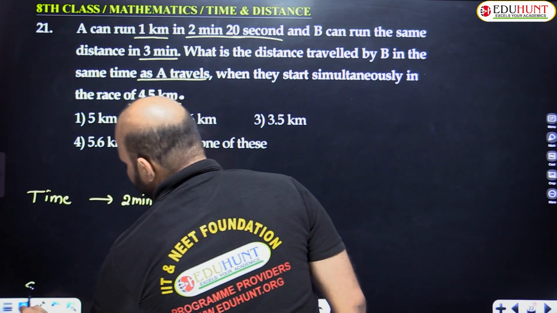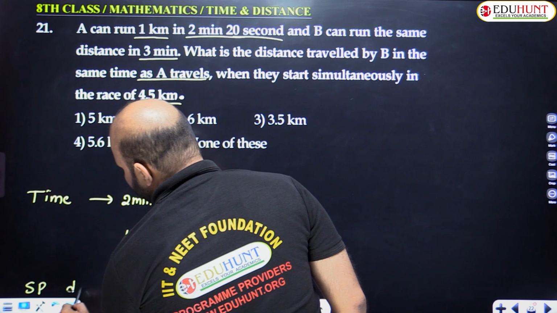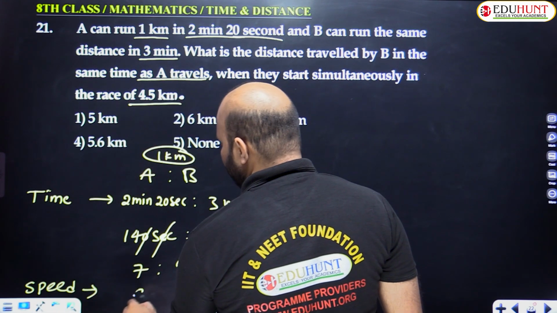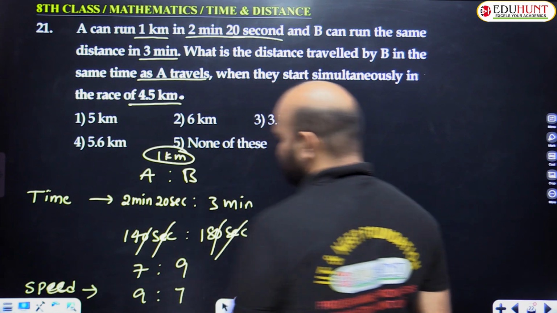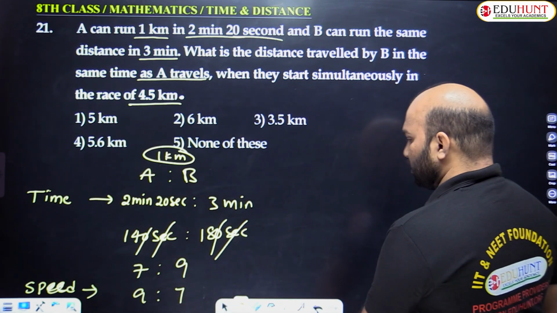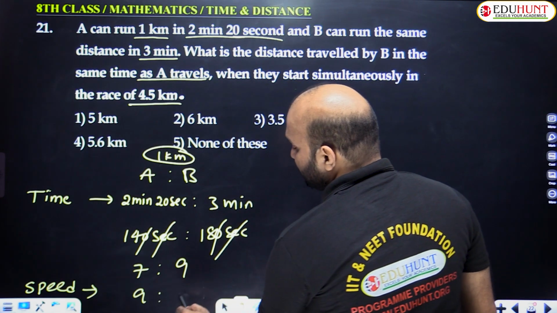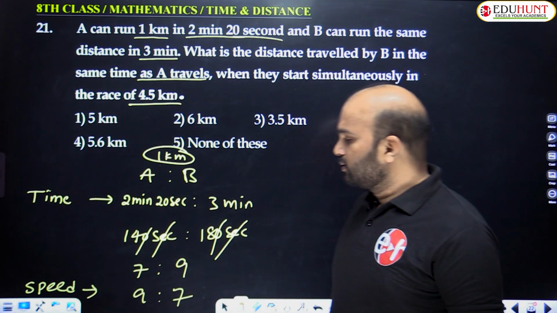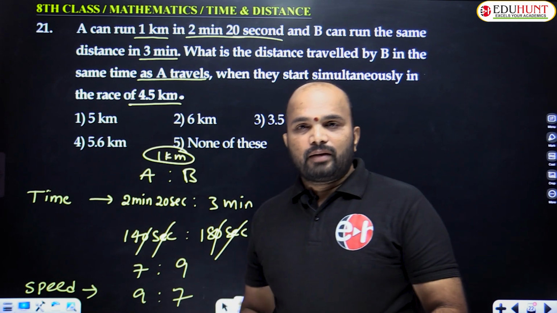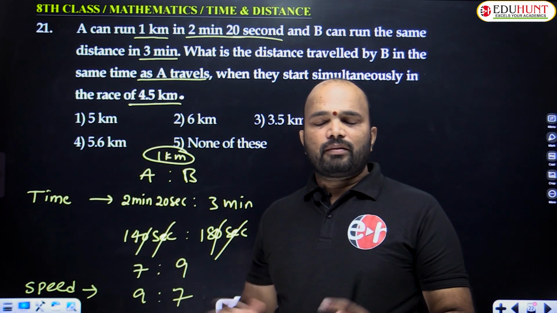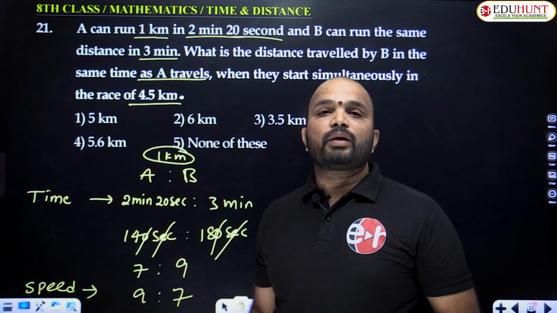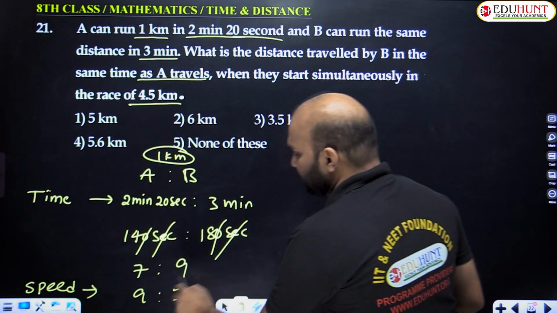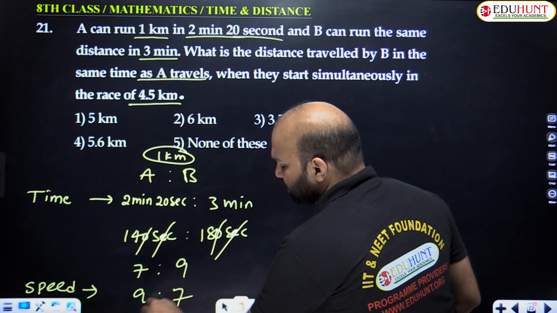But what is the relation between time and speed? Speed and time are inversely proportional, so 7:9 will become 9:7. This is the speed ratio, because speed is inversely proportional to time, as already explained in my base class. If you maintain more speed, you reach in less time. If you maintain less speed, you reach in more time. That is the inverse proportion between speed and time.